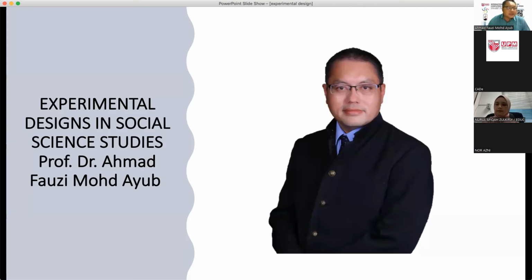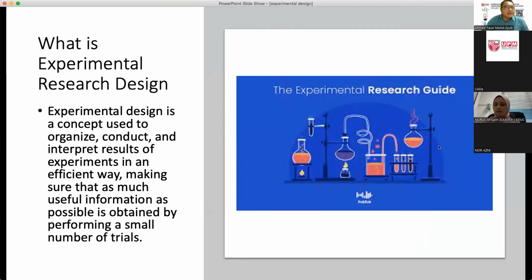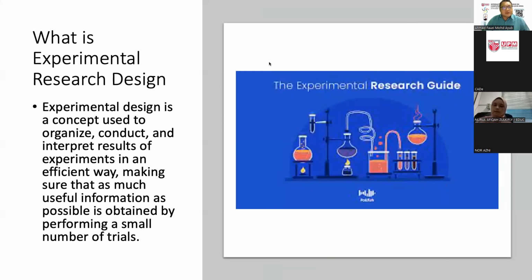Right now, let's focus on the experimental design in social science studies. I'm sure that among the participants in today's session, some are planning to do experimental research, experimental research design. So the first thing is that experimental design is a concept used to organize, conduct, and interpret the results of an experiment in an efficient way, making sure that as much useful information as possible is obtained by performing a small number of trials. So in experimental design, we need some intervention. Normally in experimental research, we are comparing two or more, at least two.